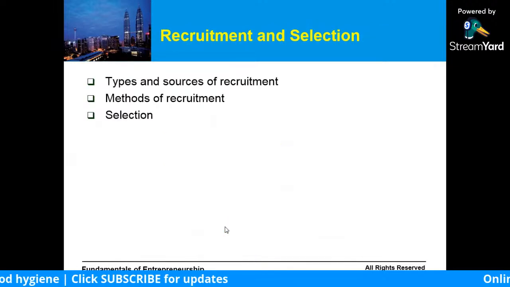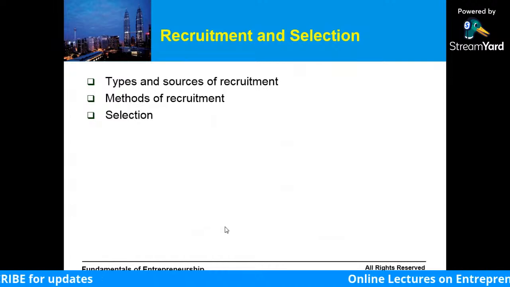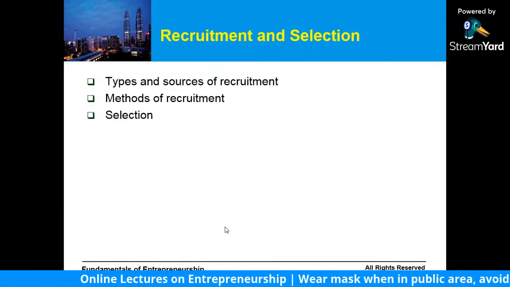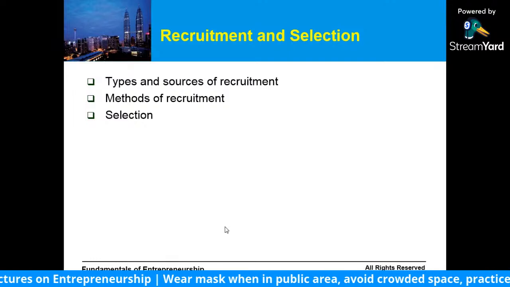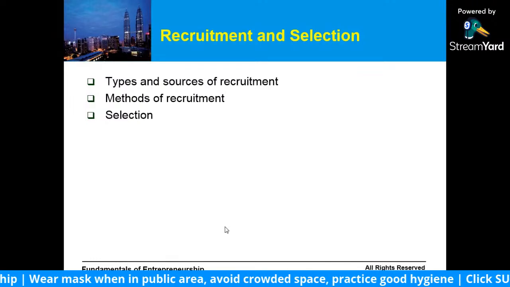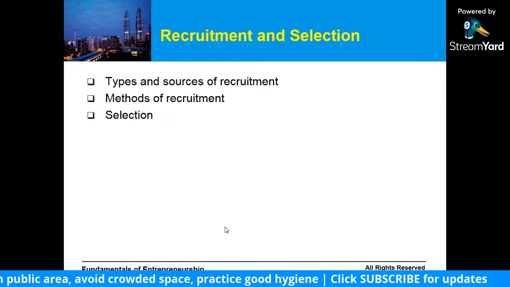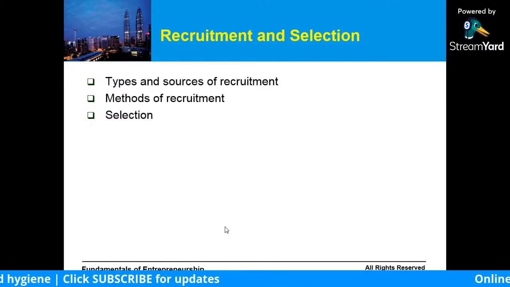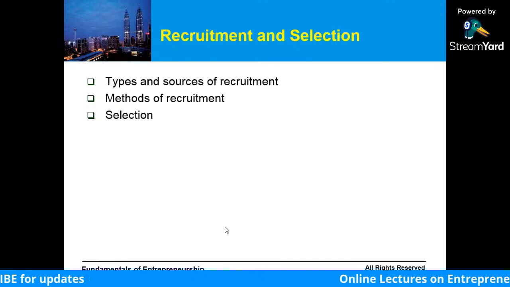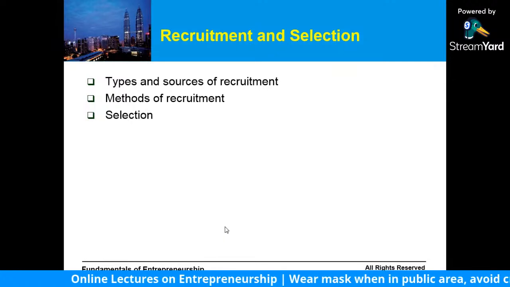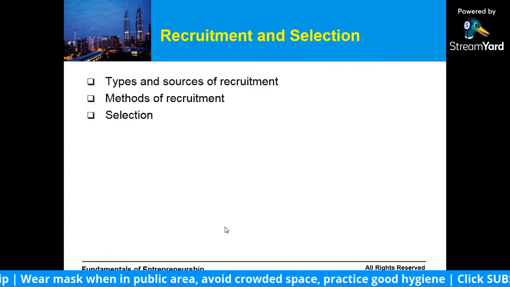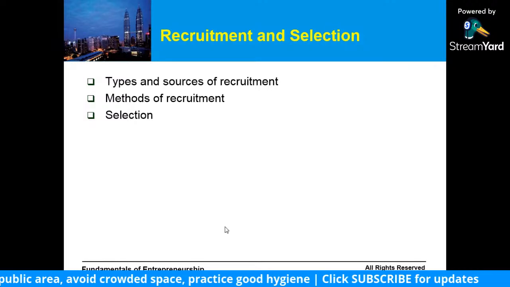In recruitment and selection, recruitment and selection happen when you are facing a shortage of labor in your business. When you have a shortage, maybe you have a new project or maybe you have expanded your business. First, we need to know the types and sources of recruitment. There are two types of recruitment: first, internal recruitment, and also external recruitment.